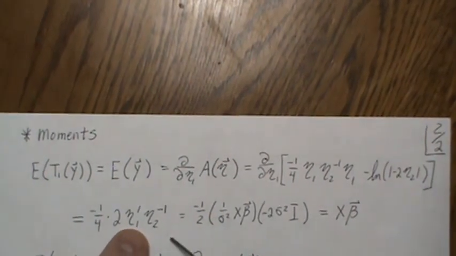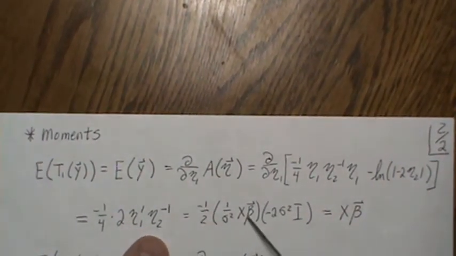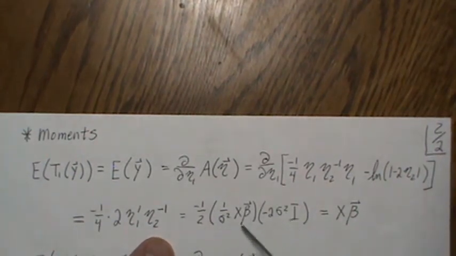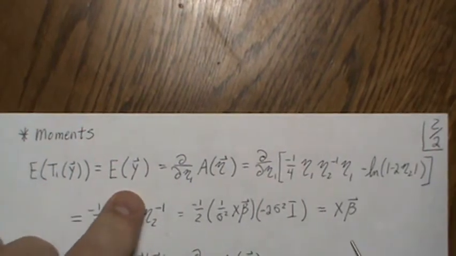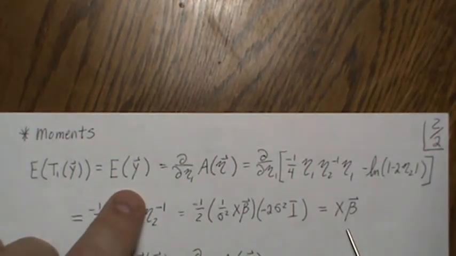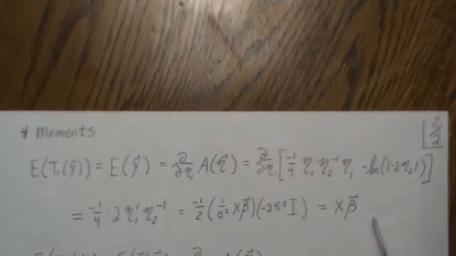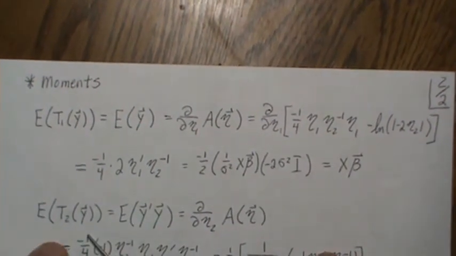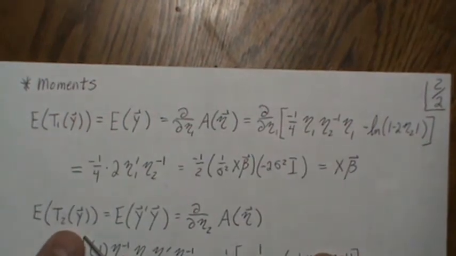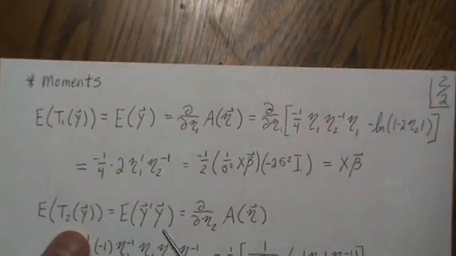Now if we put in what we know for eta 1 and eta 2, and then cancel everything, we get x beta, which actually we know in the multiple linear regression setting, the mean of y is x beta, it's the function. So let's look at the mean of our second sufficient statistic, which is y prime y.